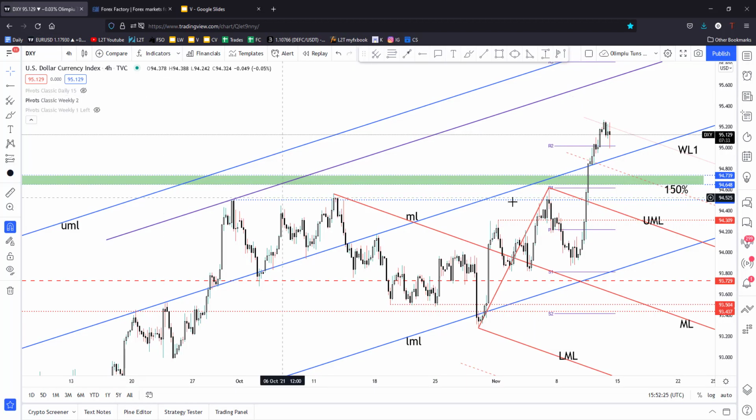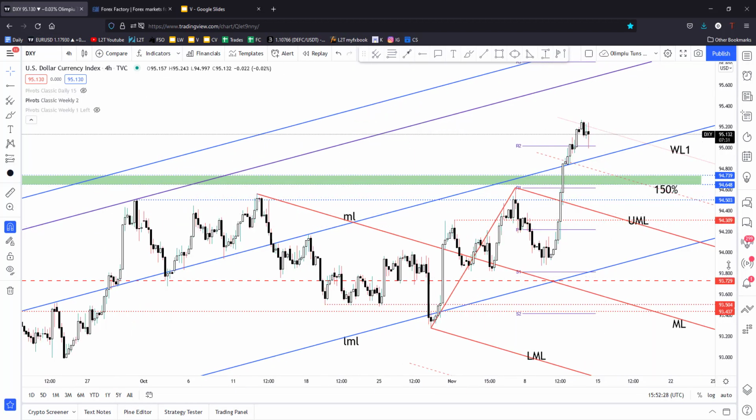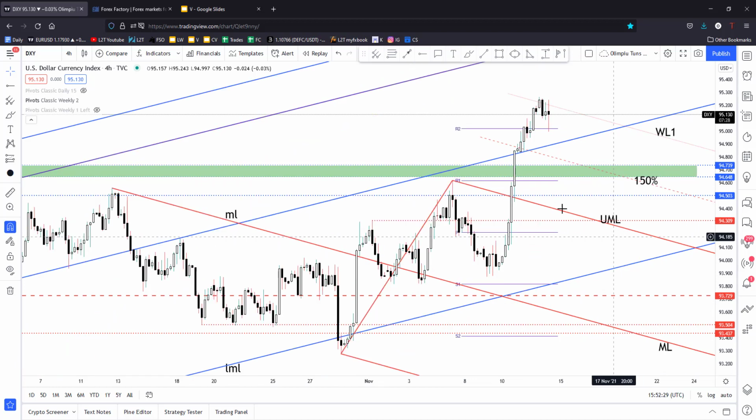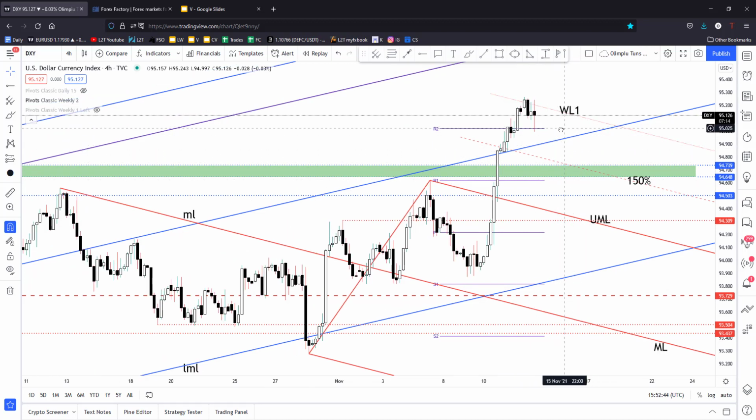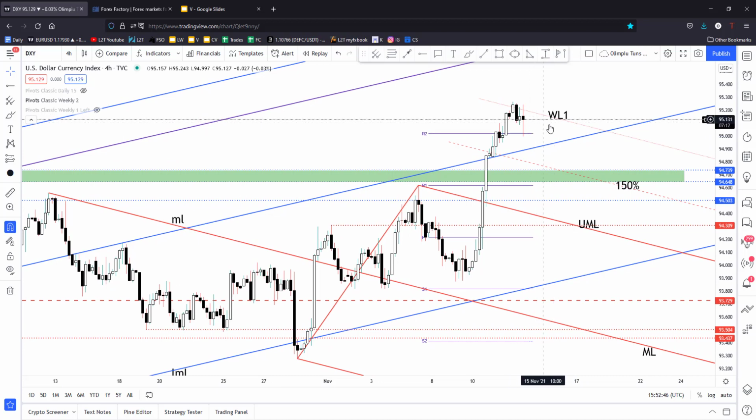So let's take a look here on the dollar index. The dollar index has rallied. It has jumped above the first warning line of the descending pitchfork, but right now it's traded far below it. It has dropped here as much as 99, sorry. And I told you earlier today in my live trading session that the dollar index could drop if it stays right below the first warning line of the descending pitchfork.